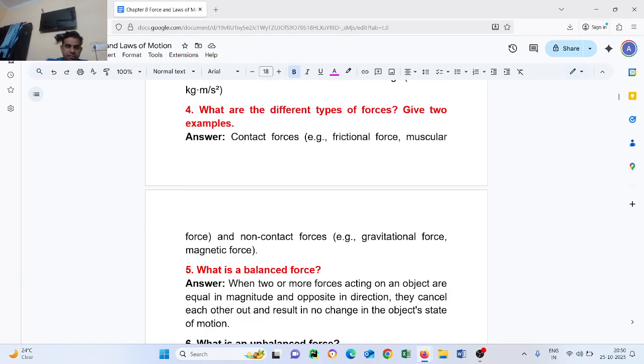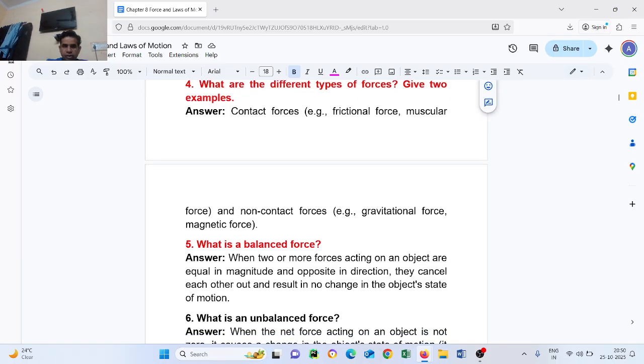Question number 5. What is a balanced force? When two or more forces acting on an object are equal in magnitude and opposite in direction, they cancel each other out and result in no change in the object's state of motion. It's called a balanced force.